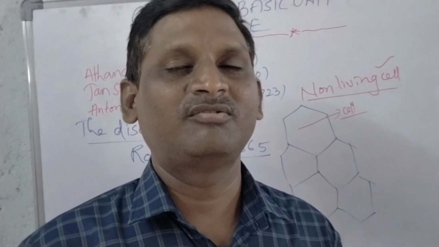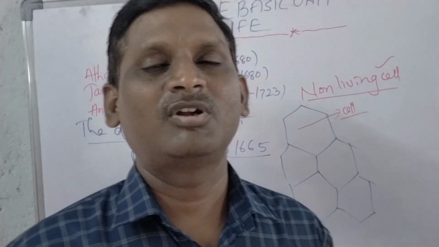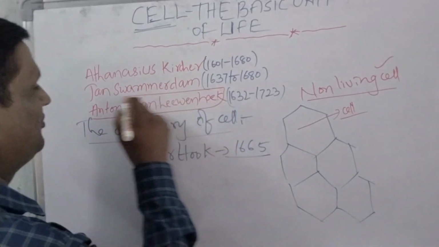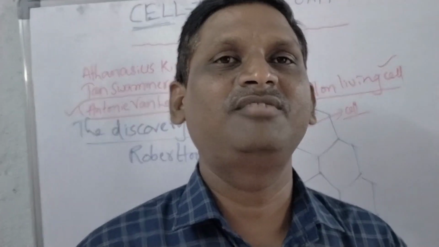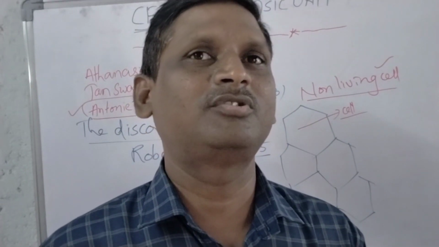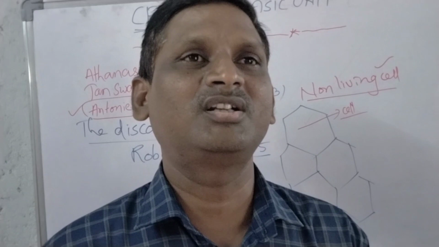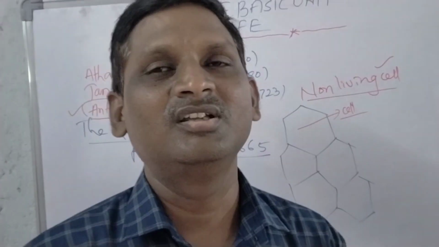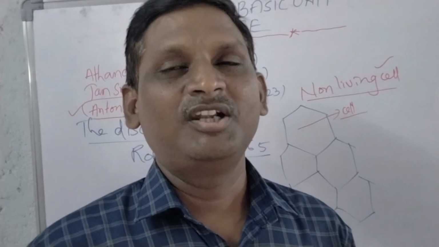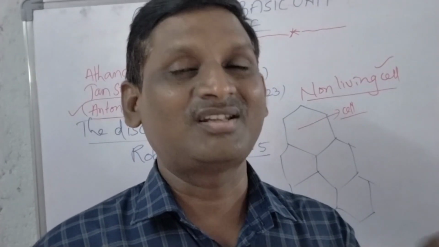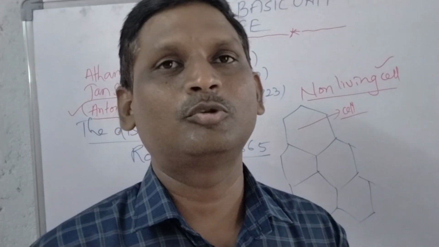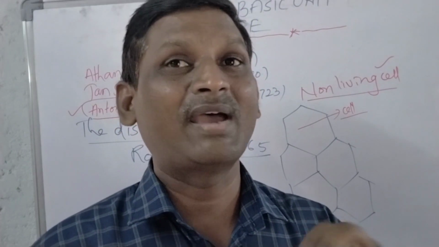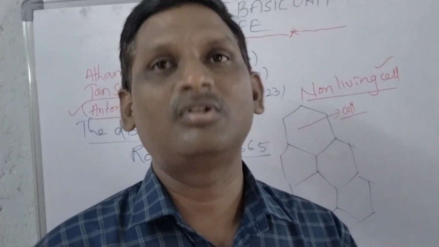But after a few years, one more scientist came forward and observed the living cell, whose name is Anthony van Leeuwenhoek. He was not basically a scientist, but a cloth merchant. When he wanted to find out the thickness of the cloth or the fiber, he formulated a single lens microscope. That single lens microscope can magnify up to 300 times.